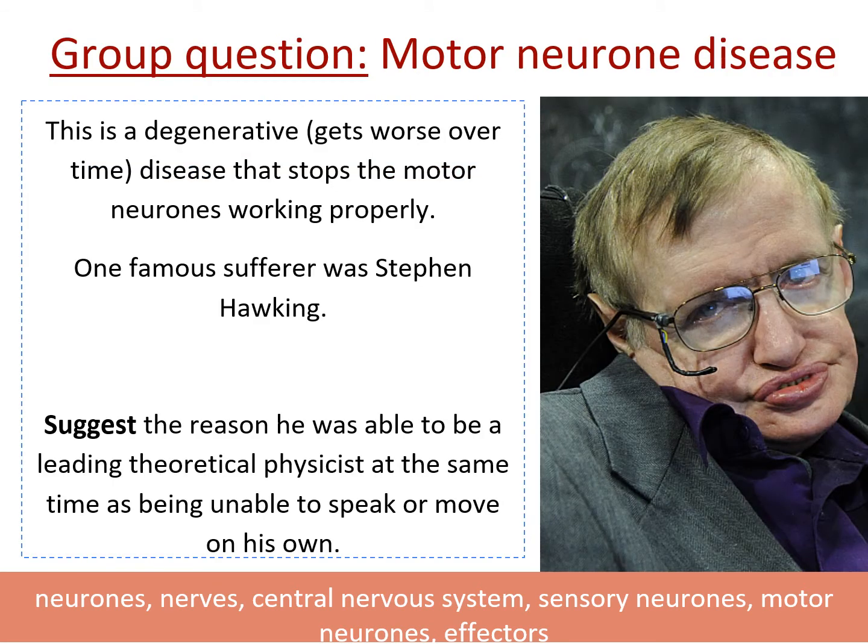The relay neurons, you don't really have to know what they look like. It's more that you've got the idea that the relay neurons make up your central nervous system. So they're the ones that are present in the brain and the spinal cord.